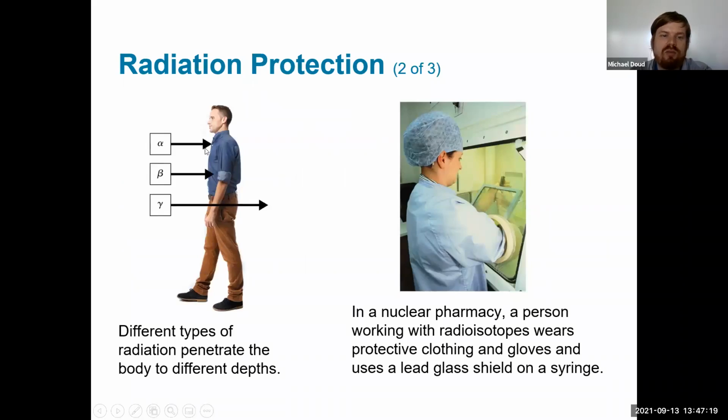Just a review: alpha particles are stopped by clothing, beta particles are stopped by a lab coat, so like 2 layers of clothing, and gamma rays will just go right through you. This is an example of a person working in a nuclear pharmacy, dispensing a radioactive source. As you can see, they're working in what's called a glove box, which has a leaded glass shield that will absorb quite a bit of the radiation. And of course, there are gloves that are also keeping them safe.